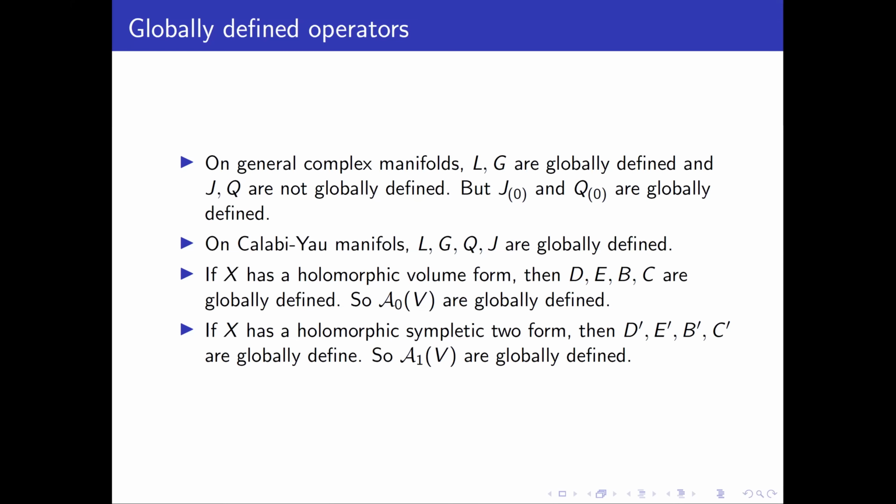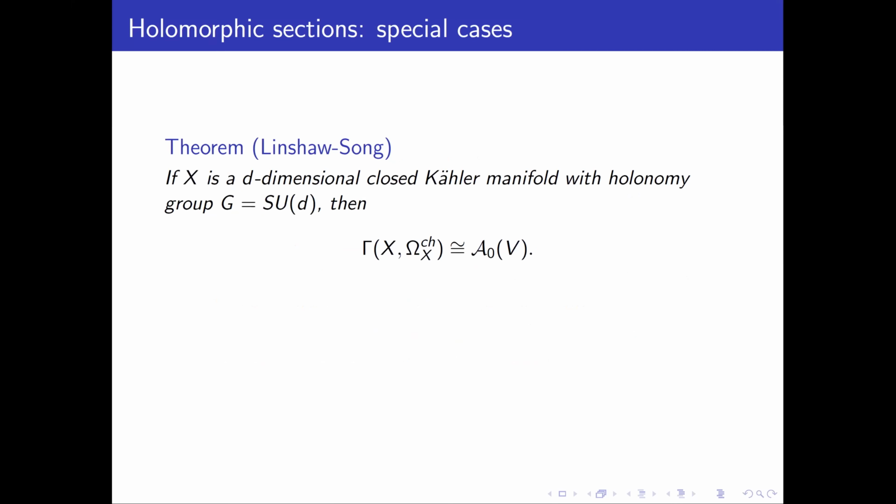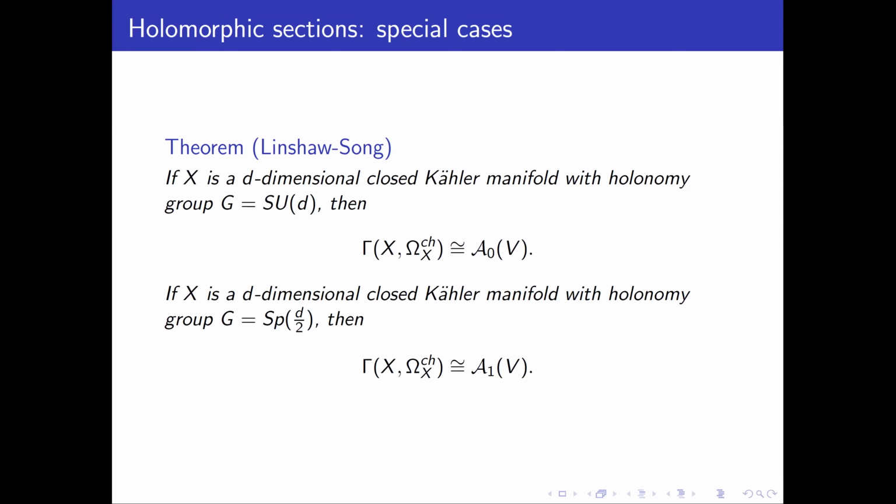But as all of them are all of the global element, this is our theorem. If X is a d-dimensional closed Kähler manifold with holonomy group G the special linear group, special unitary group, then the global section will be just A sub 0 V. If X is a d-dimensional closed Kähler manifold with holonomy group G the symplectic group, then the global section is A sub 1 V. In the first case, we have a holomorphic volume form, and in the second case, we have a holomorphic symplectic form.